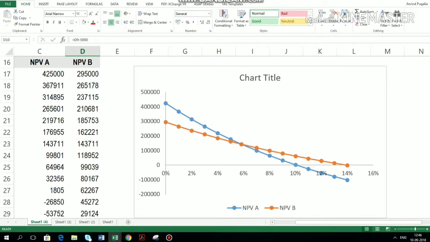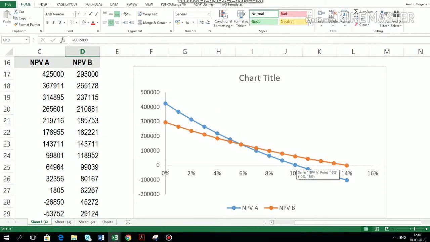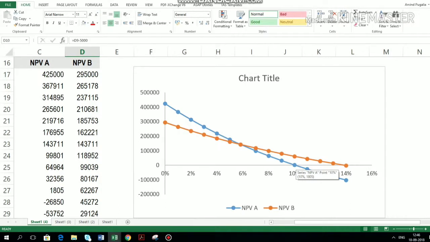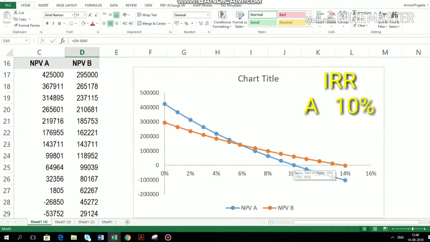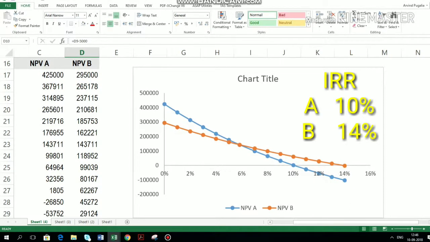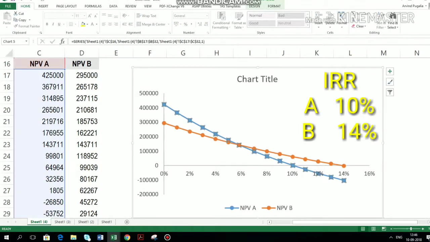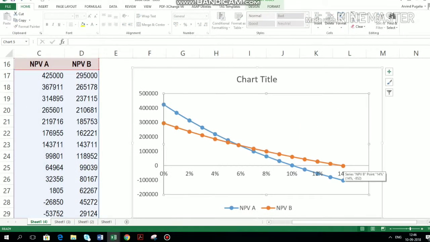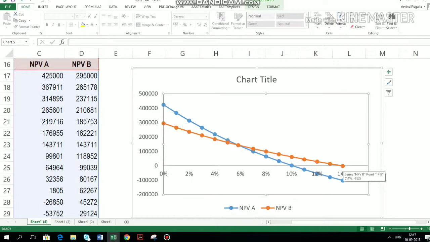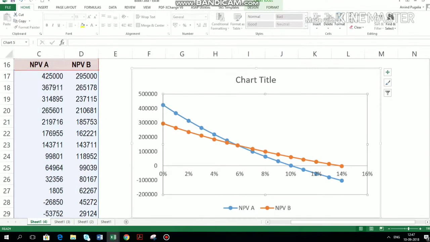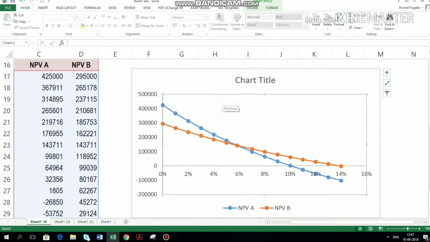So in this example, in project A it becomes 0 at 10%. So this point is the IRR for project A, and this point at around 14% is the IRR for project B. So this is the NPV profile chart. Hopefully you got an idea and hopefully you know how to create it in Excel.